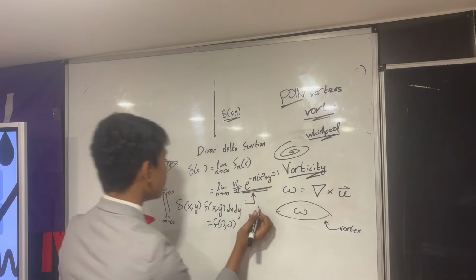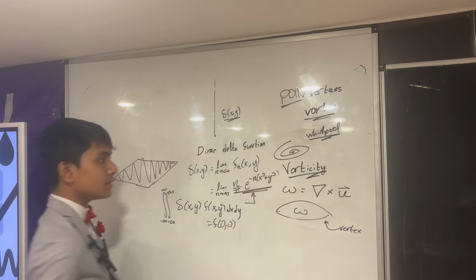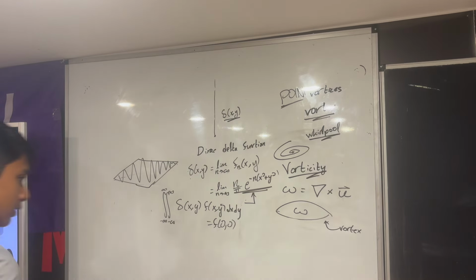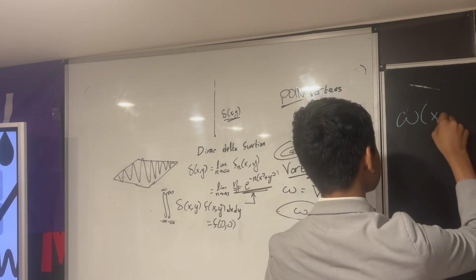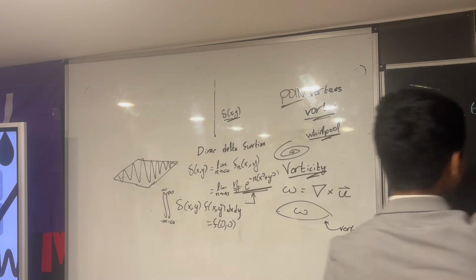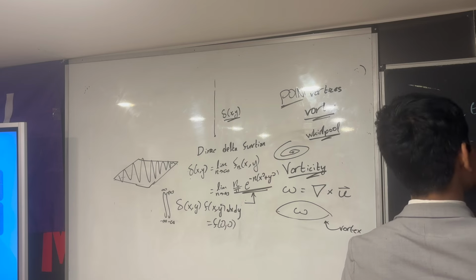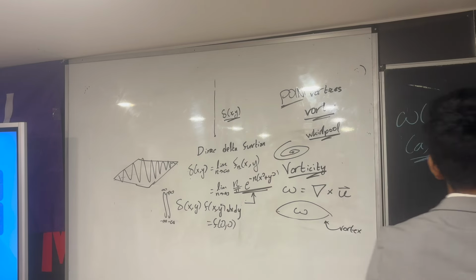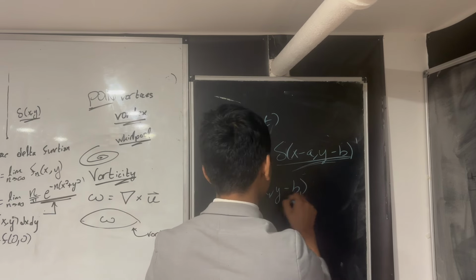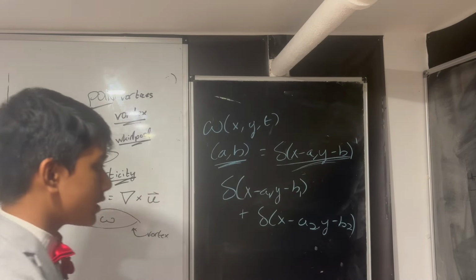Alright, so we now know what the Dirac delta function is. Now we need to figure out what that has to do with point vortices. Well, the vorticity field given some point vortex can just be described, if our point vortex is currently at (a, b), as that Dirac delta function offset by (a, b). And of course, we're just going to want multiple at some point. Okay, there we go.